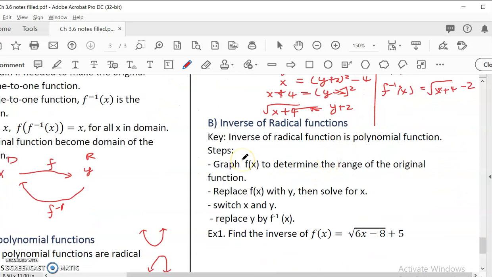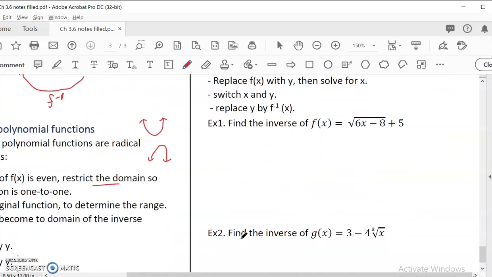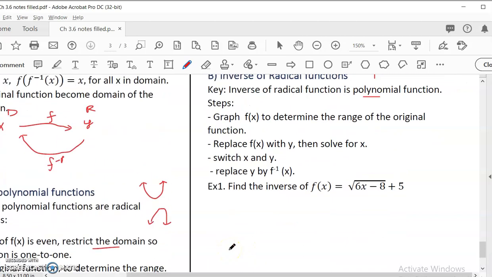The second part is inverse of radical functions. So we know the inverse of a radical function is a polynomial function, because to get rid of the radical, you basically square them or cube them. If you have a square root, you square them. If you have a cube root, you cube it. So you will see that radical functions, if you want the inverse, is polynomial. So we'll do the example next. Do we have time? Yeah, I think maybe we do. So the same switch and solve method.